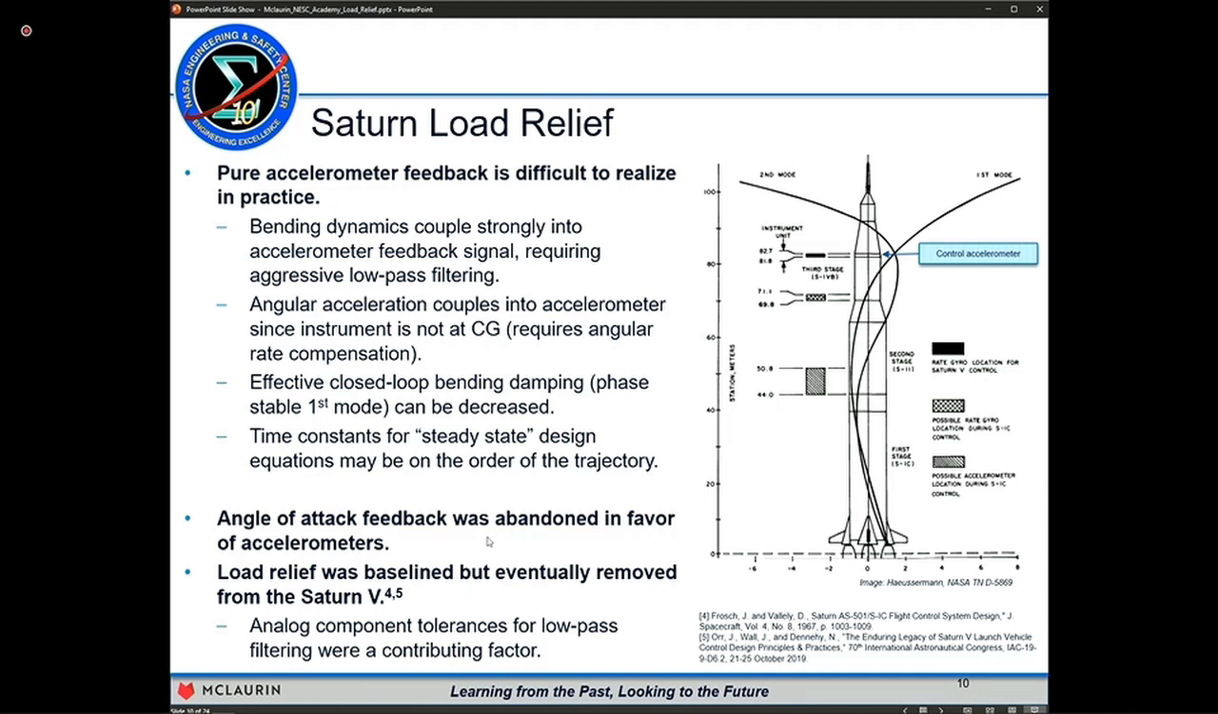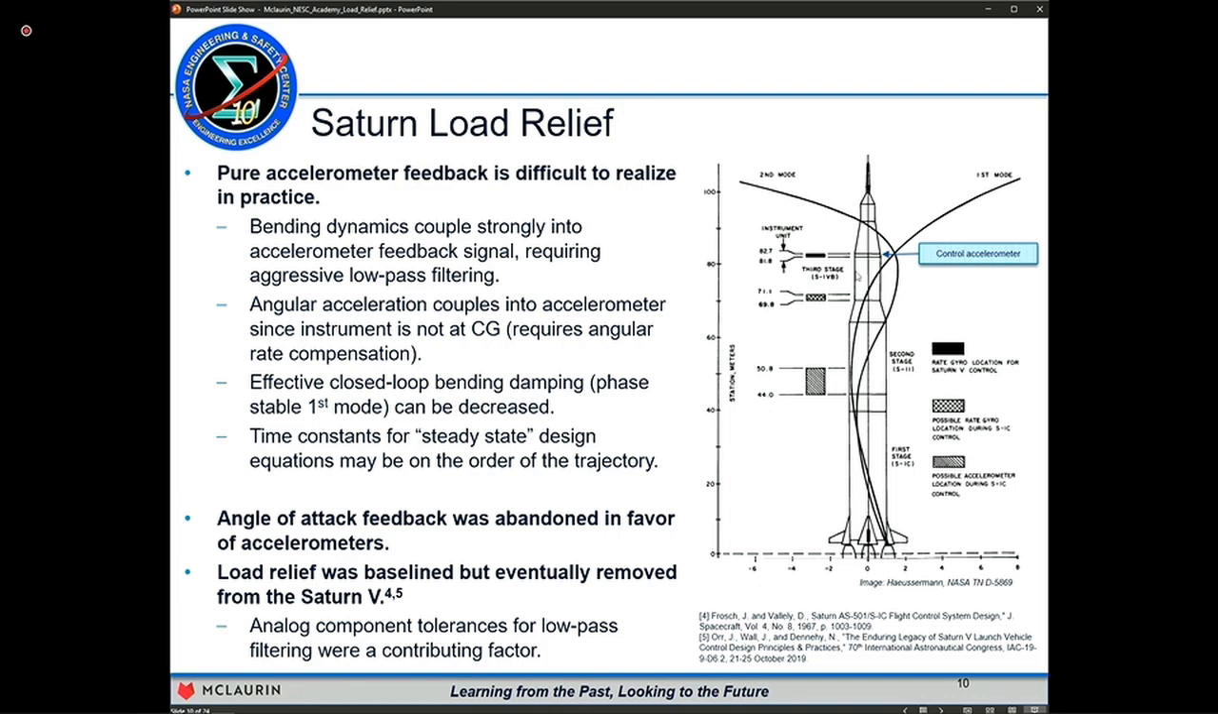initially angle of attack feedback was abandoned for Saturn I, Saturn IB in favor of the accelerometers. Then, even though it was baseline for Saturn V and shows up in the Frosch and Valley paper as they discuss in the paper, it was eventually removed for various reasons. One of which was these secondary coupling effects couldn't be adequately stabilized using analog filters with component tolerances included, and the loads due to thrust vectoring actually got a little worse when the full stack-up was done.